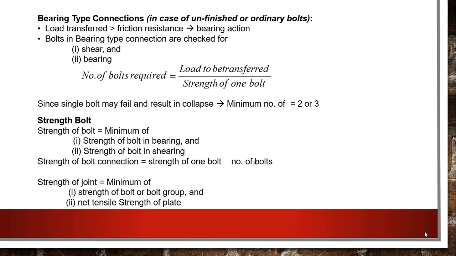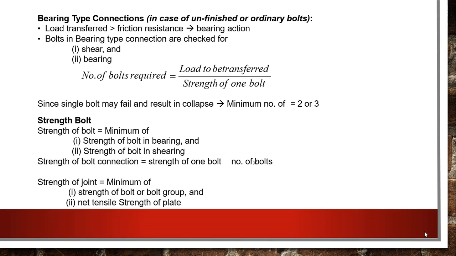Okay, so the strength of a bolt is obtained as the minimum of the strength of the bolt in bearing and the strength of the bolt in shearing. First you have to calculate the design shearing strength of the bolt, and then the design bearing strength of the bolt. The minimum of the two will give you the strength of the bolt, or the bolt value. The strength of the bolt connection is equal to the strength of one bolt times the number of bolts. After that you have to calculate the strength of the joint, which is the minimum of the strength of the bolts, or bolt value, and the net tensile strength of the plate.